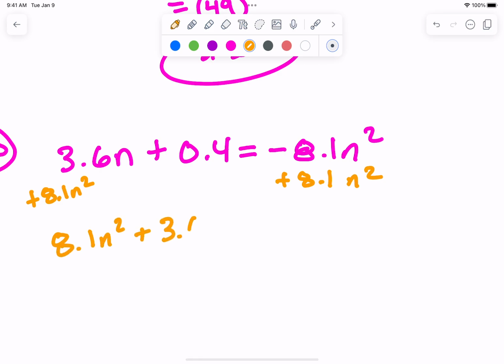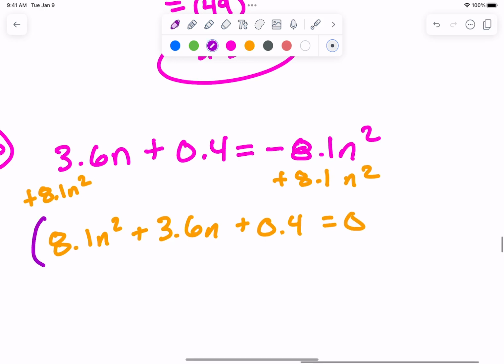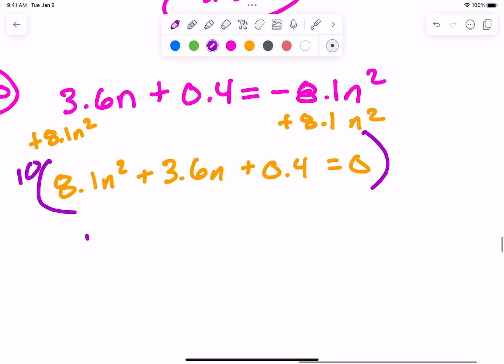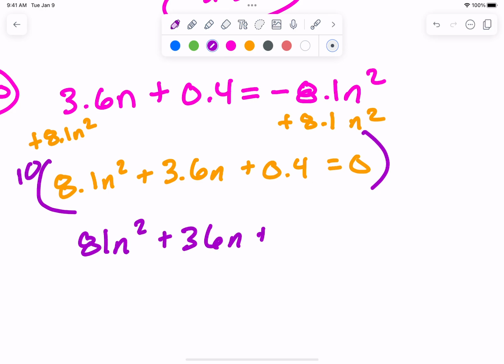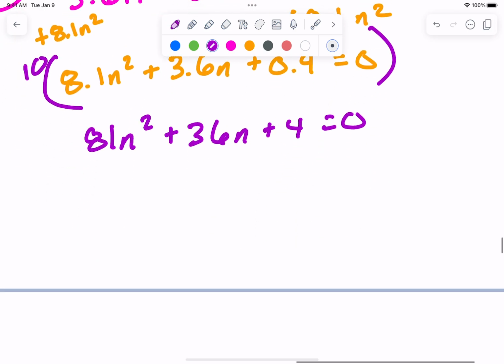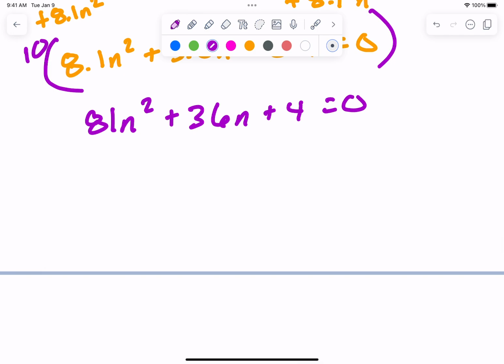There you go, yeah. Okay, now that, I would not go straight to the quadratic formula yet. Did anybody else do something different? What'd you do next? Multiply by 10. I would multiply by 10 to get rid of any decimals. You don't have to, but it makes it less ugly. 81n squared plus 36n plus 4 equals 0. There's my ABC.